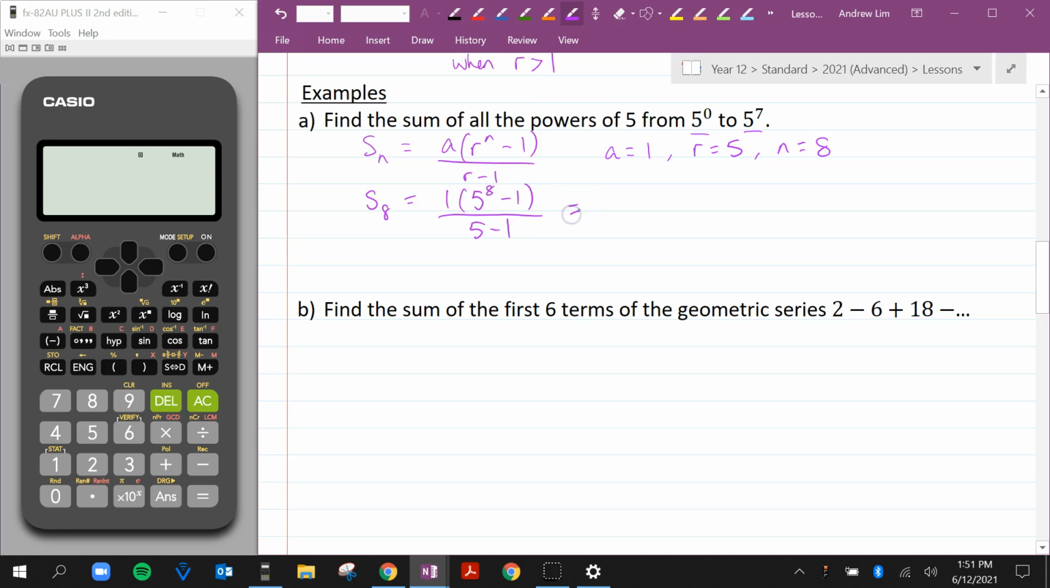All right, let's put that in our calculator. 5 to the power of 8 minus 1 over 4, 97,656.